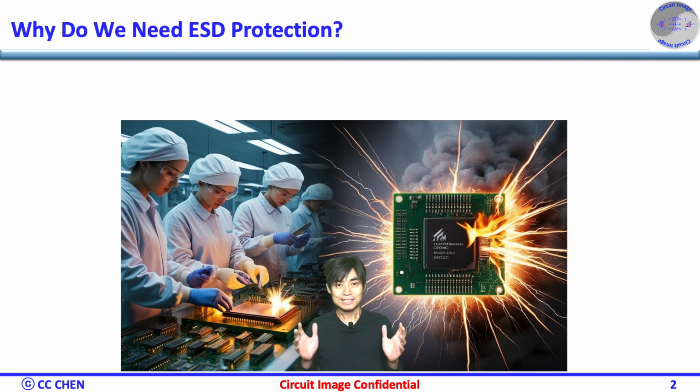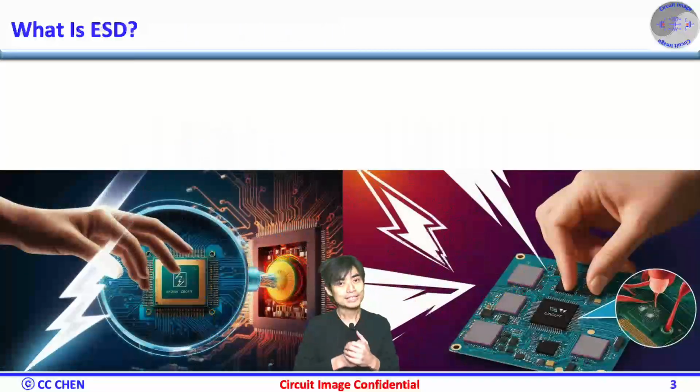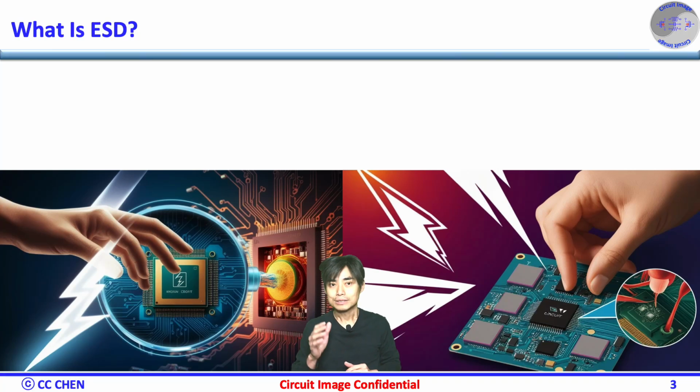But what exactly is ESD and how does it cause so much damage? ESD is a sudden flow of electricity between objects with different charges. It happens when electrons jump quickly to balance voltage differences, like a mini lightning strike. This charge imbalance can occur naturally or be induced by external factors. When someone touches a chip, charges redistribute rapidly, leading to high voltage surges in ICs. Even a few hundred volts can destroy transistors.